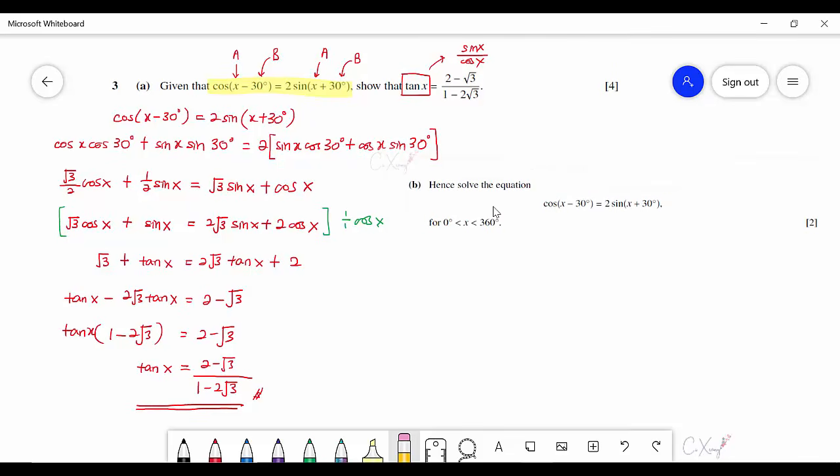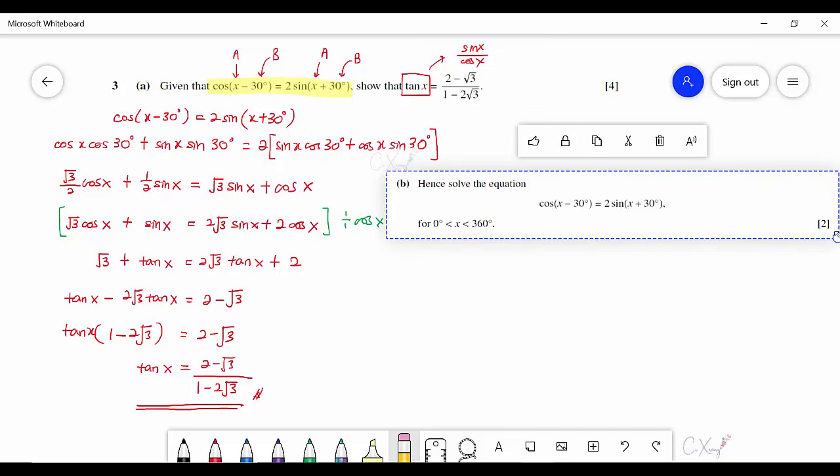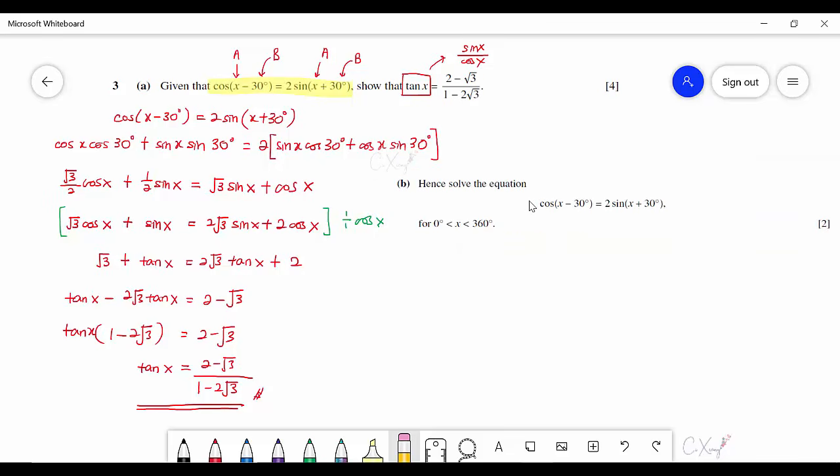And they want you to solve the equation for x between 0 until 360, so that means one cycle. Again, if you compare part B, this equation and this equation are actually the same. And usually when they ask to prove that this equation equals to something else, that means you have to use the answer from the proving part to continue with the solution. So you have to solve this equation actually.